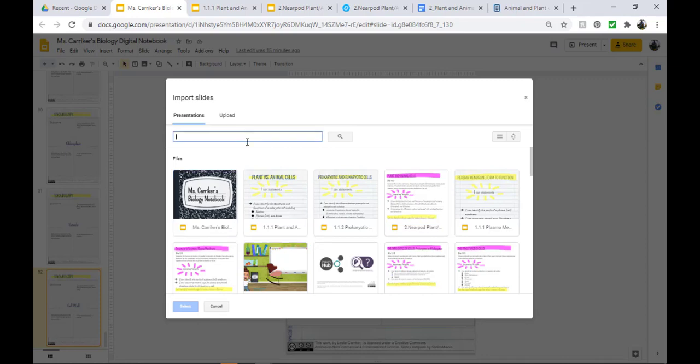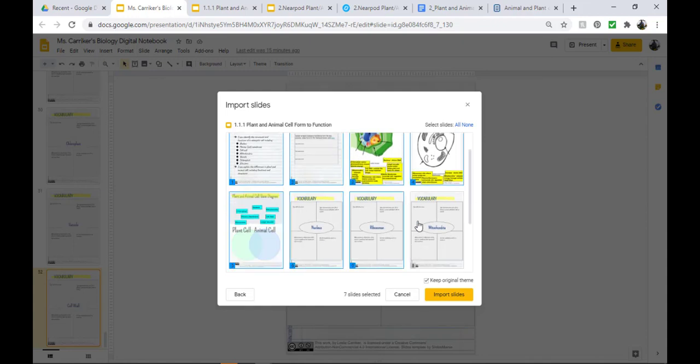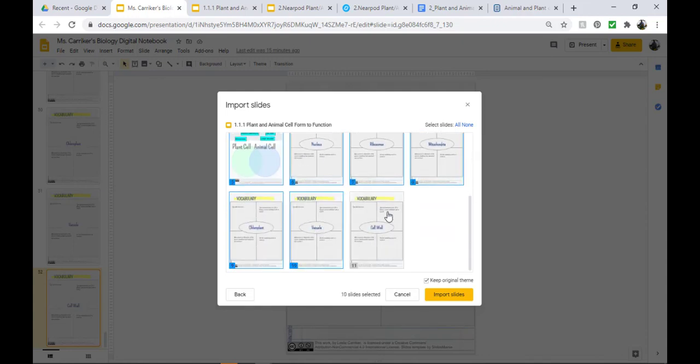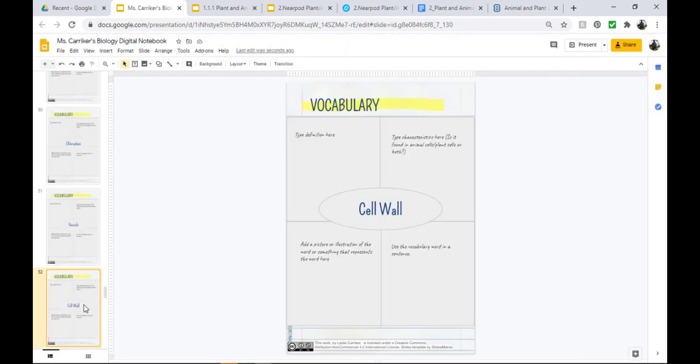You could type in, yours again probably says copy of. You could type in copy of 111. Mine comes up right here, 111 plant and animal cells. So I'd highlight that and then select. When the slides come up, you want to select all of them. You want all of them. There should be 11 here. And then import slides. And when you do that, it will add them to the bottom of your notebook.